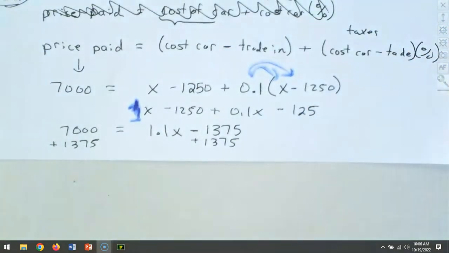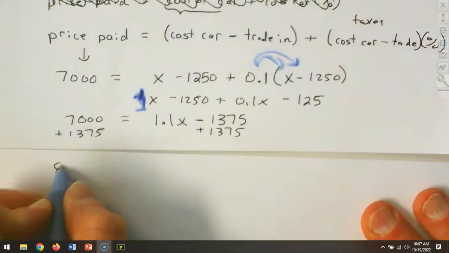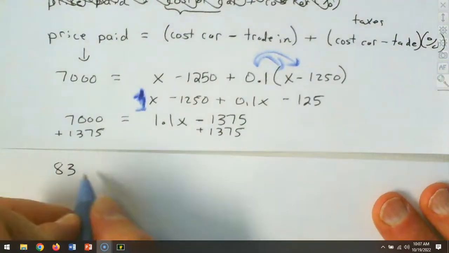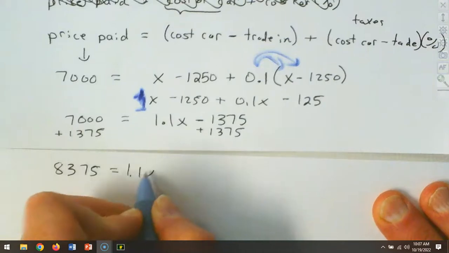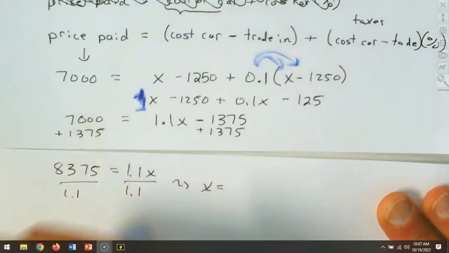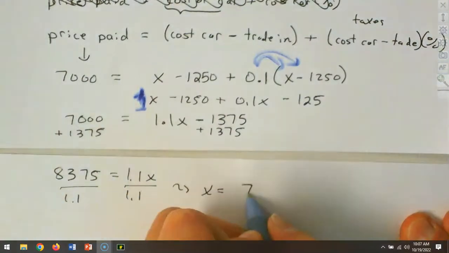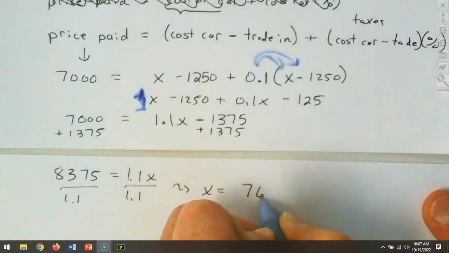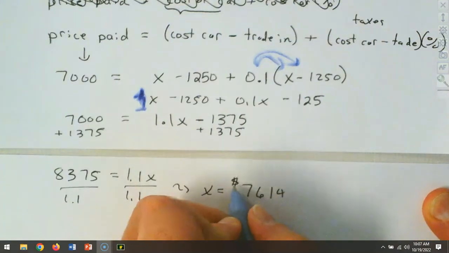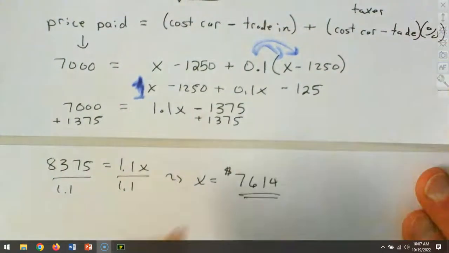Let's finish this out and see what the car really cost. So we've got our $7,000. We're going to add to that $1,375. And that gives you $8,375. And that equals 1.1x. We'll divide by our 1.1. And that gives us now x equaling, it looks like 7,000, and we're going to round here, $614. Okay, and that's what you would pay for the car. If you were to buy cash for that car, that's what it would be.